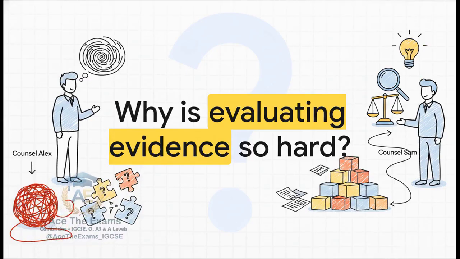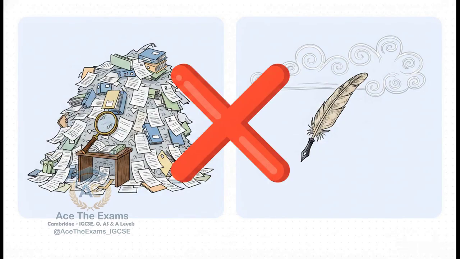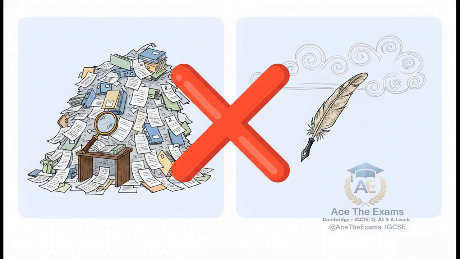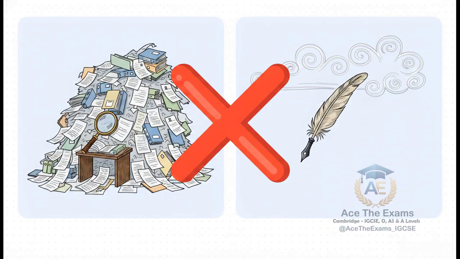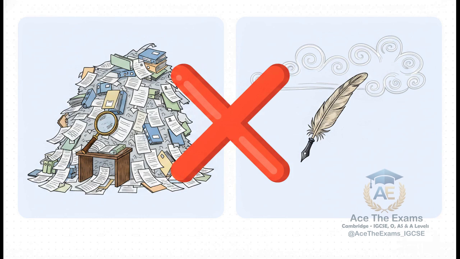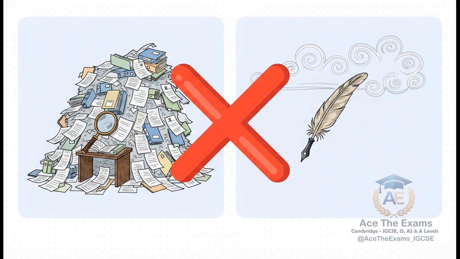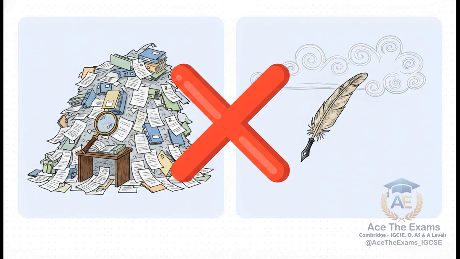We've got Counsel Alex and we've got Counsel Sam. Let's take a look at their exam strategies. When Counsel Alex writes an essay, they basically back up a dump truck and drop incredibly deep evidence files right onto the page. We're talking massive amounts of data, but absolutely no closing argument. They just never evaluate what that data actually means.